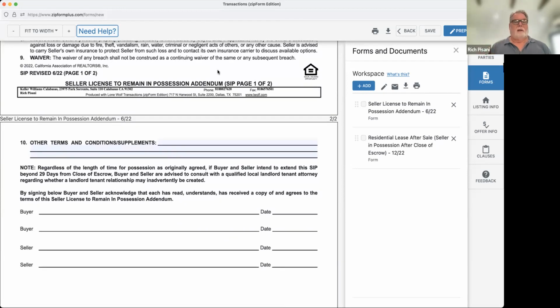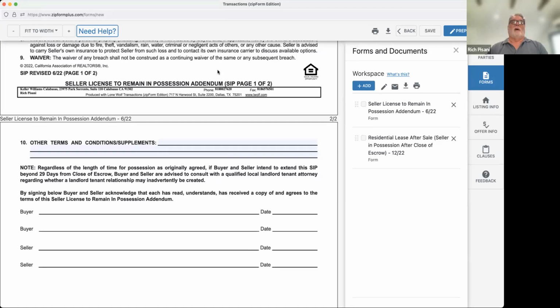Okay, so other terms are here. So this is where you would say seller is taking possession up to 7 days. Should seller vacate property prior to those 7 days, the remaining days of this license will be credited back to the seller. So that's where you would write that if you want to have that stipulation in there.